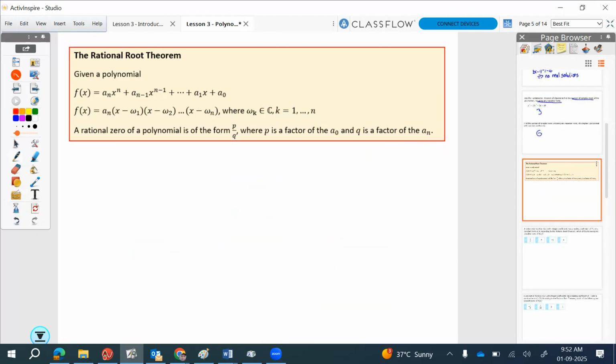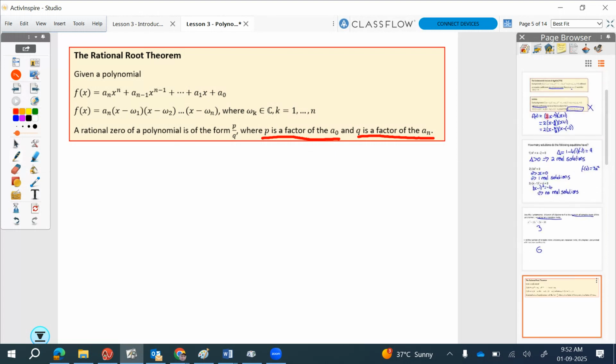We are looking at a rational zero of a polynomial, which is in the form p over q, where, and this is the new bit, p is a factor of a0, the constant at the end, and q is a factor of an, the number at the front. So anything that can be written in this form. Going back to my example, I did an example a bit like this.